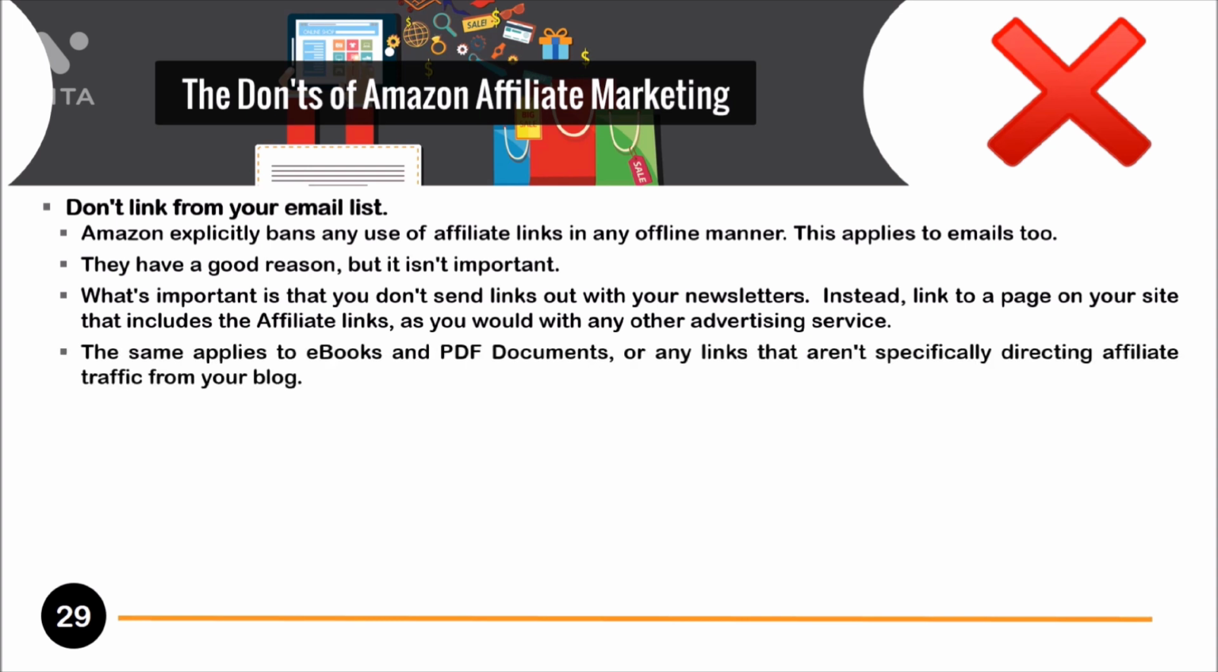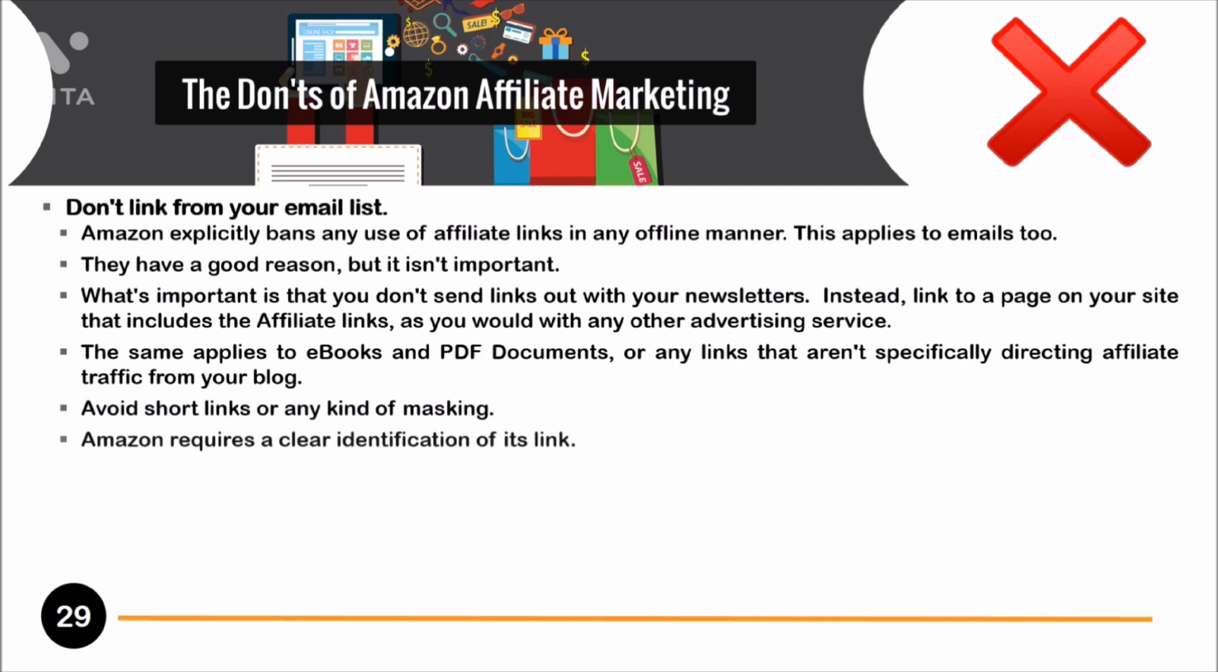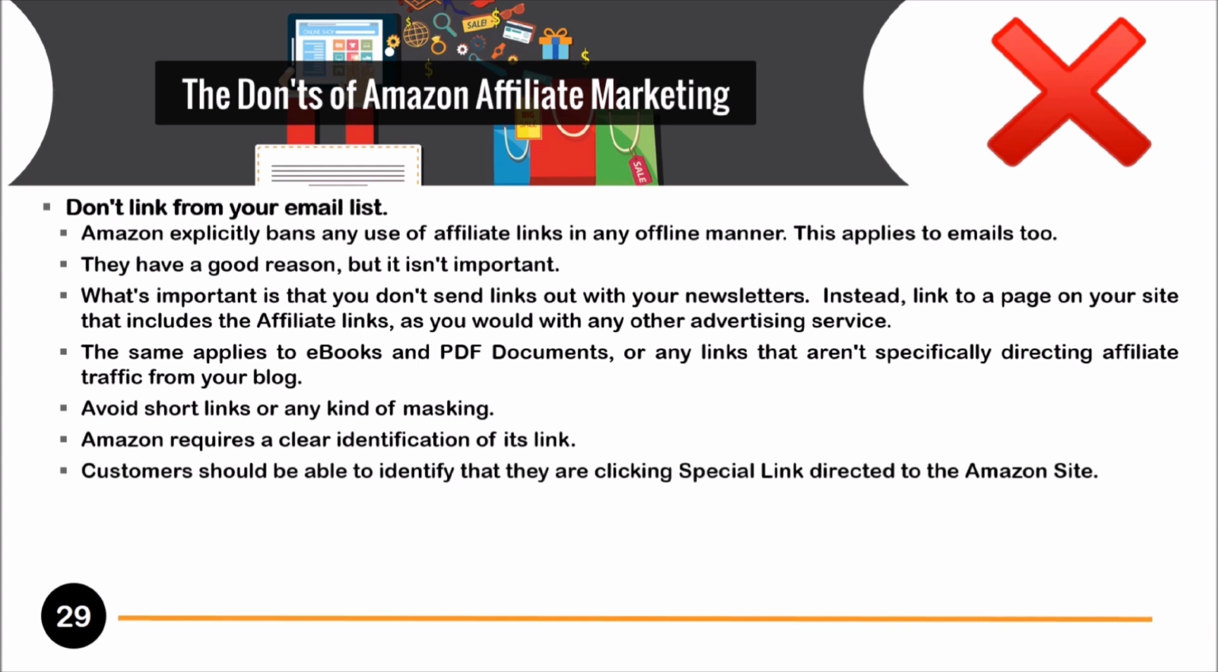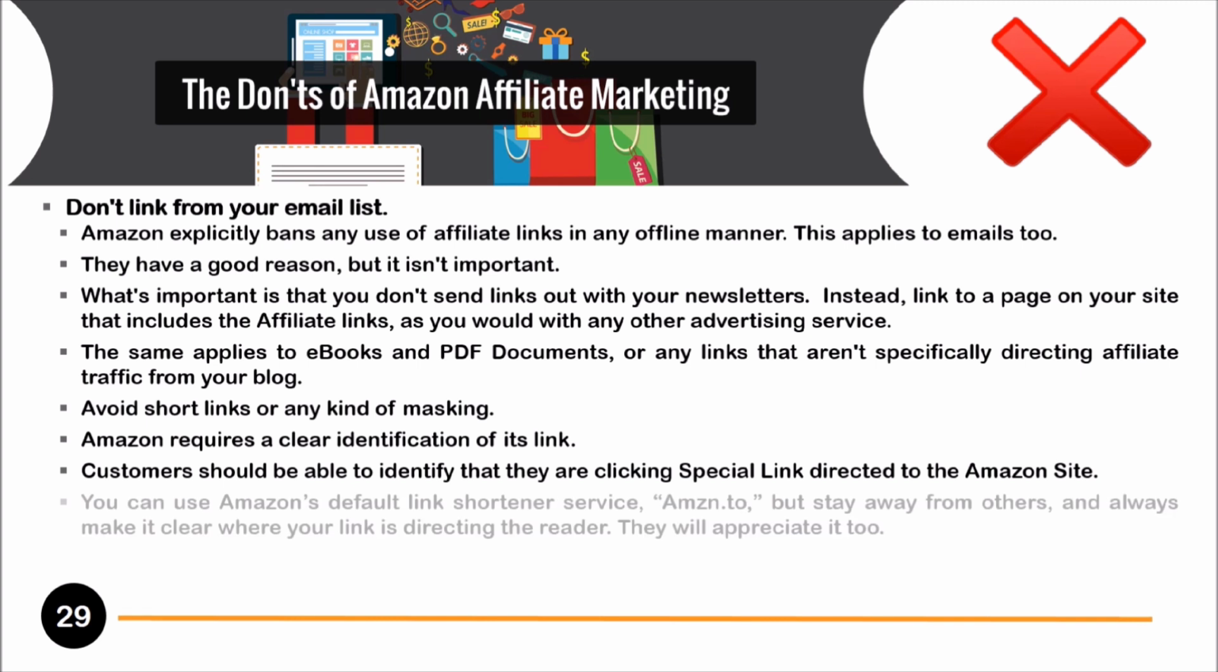The same applies to ebooks and PDF documents or any links that aren't specifically directed affiliate traffic from your blog. Avoid short links or any kind of masking. Amazon requires a clear identification of its link. Customers should be able to identify that they are clicking a special link directed to the Amazon site. You can use Amazon's default link shortener service, Amzn.to, but stay away from others and always make it clear where your link is directing the reader. They will appreciate it too.